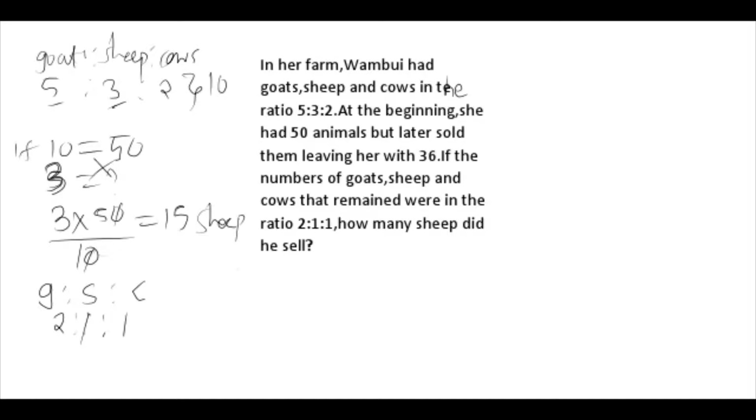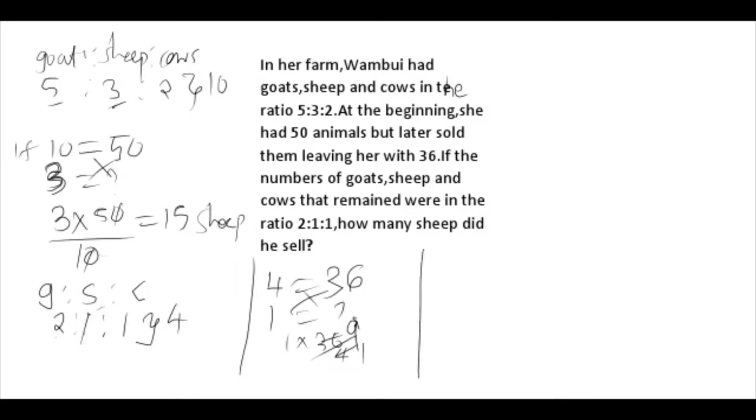And the total, it gives us 36. So the total, we have 2 plus 1 plus 1 gives us 4. So if 4 is equals to 36, what about sheep, which is 1? Will give us what? So we have 1 times 36 divided by 4. So 4 divided by 4 is 1, 36 divided by 4 is 9. So after selling, we have 9 sheep, and before selling there were 15 sheep.